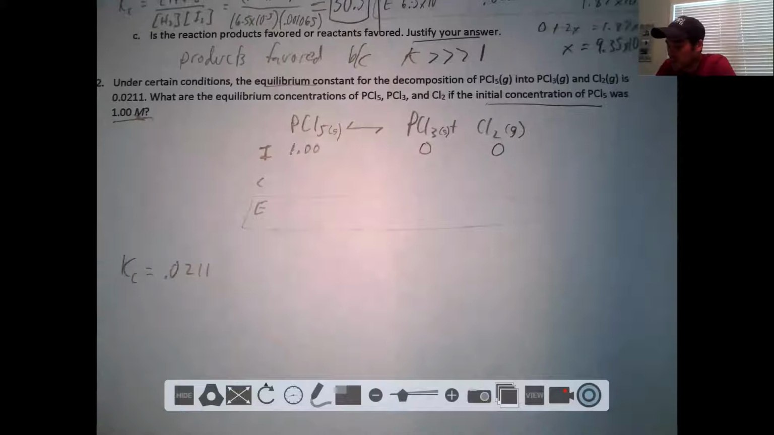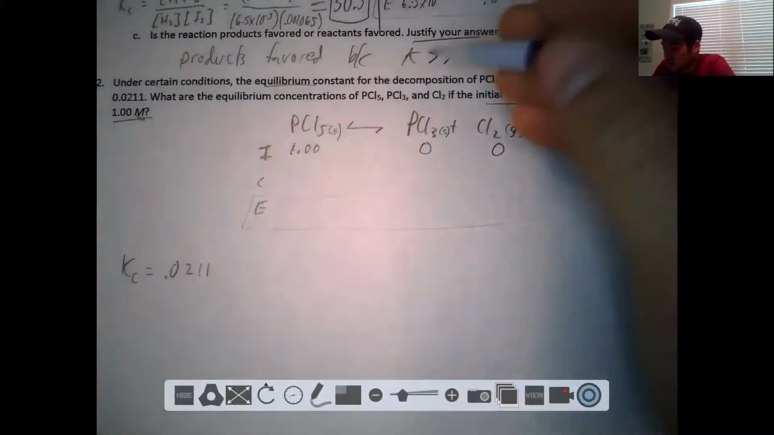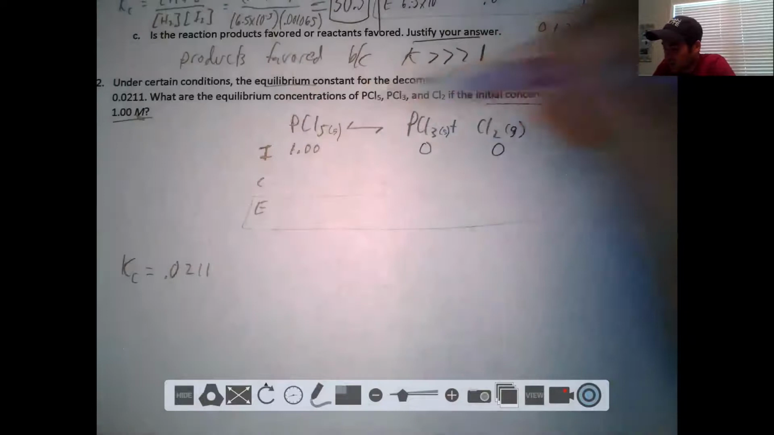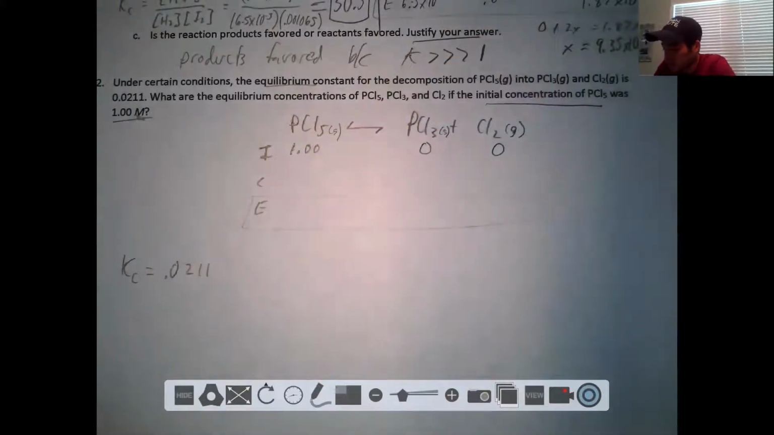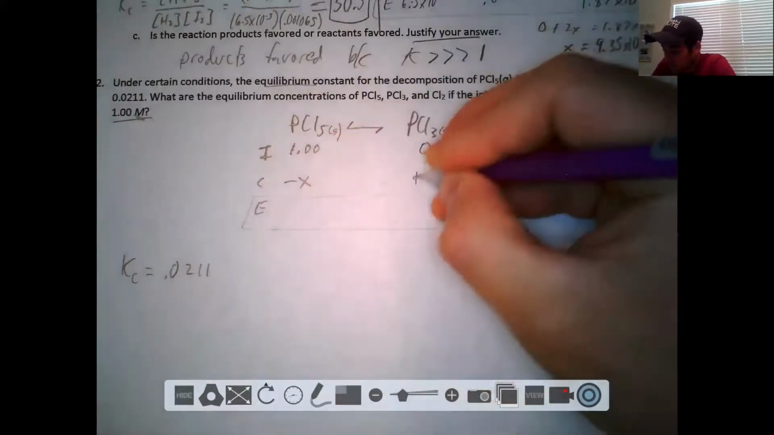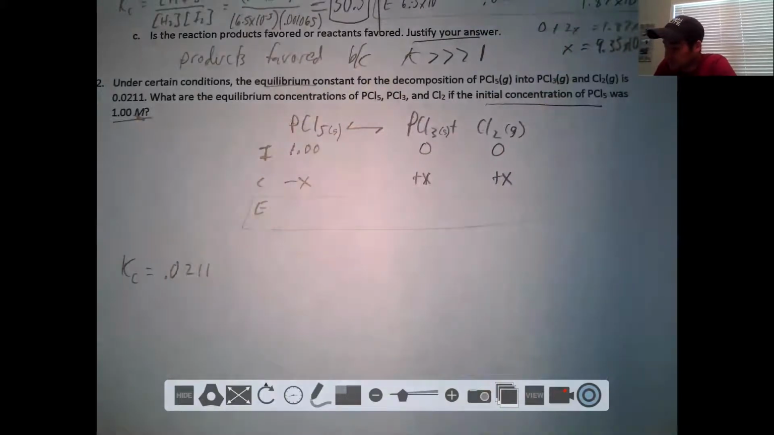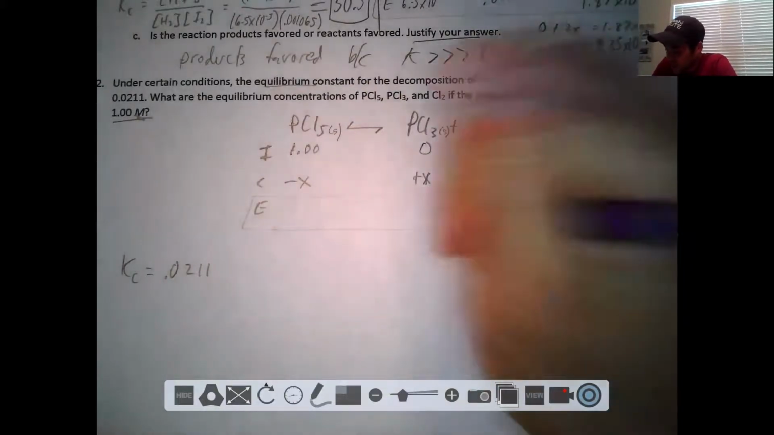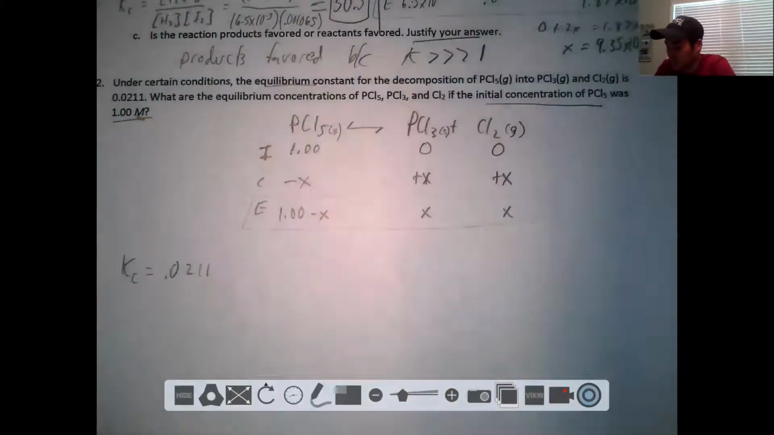And so then this goes back to, so how do we fill this in? It goes back to if I don't know the change. So we need to first make sure that this is balanced. So 1 P, 5 chlorine, 3 and 2 is 5. So we're balanced. So it's a 1 to 1 mole ratio. So then this would just be minus X, this would just be plus X, this would just be plus X. And so we can fill this in as X, this in as X, and this is 1.00 minus X.